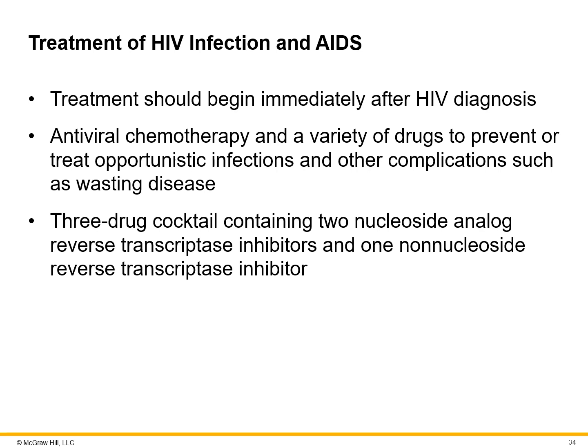So, some of the treatment: as soon as possible after an HIV diagnosis, treatment should start. It's really a cocktail. We have an antiviral chemotherapy, trying to kill the cells that are infected, and a variety of drugs that prevent or treat the opportunistic infections. So again, not directly treating the HIV, but trying to prevent some of those opportunistic infections or other complications. This 3-drug cocktail has some analogs to inhibit the reverse transcriptase. Again, that's not something that our body makes, so that's a nice target, something unique to the HIV.